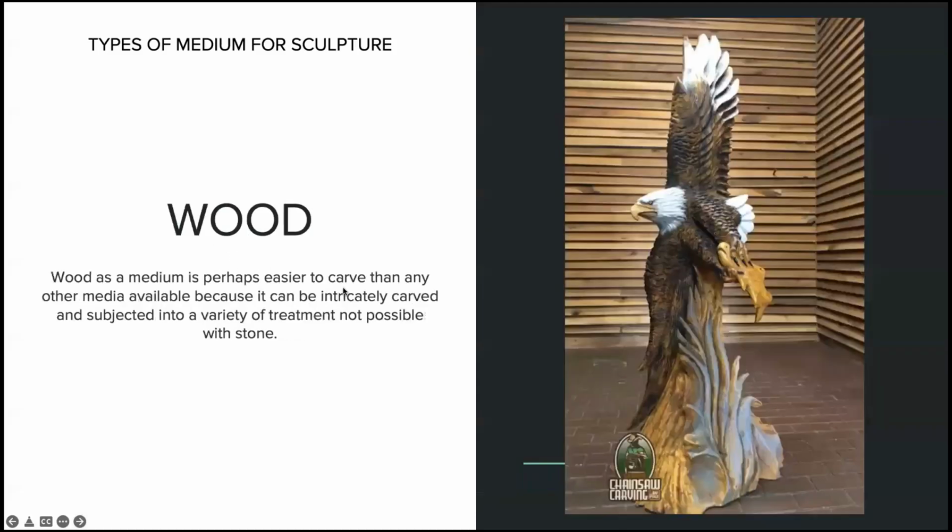Okay, so now the wood. Wood is another medium for sculpture. As a medium, it's perhaps easier to carve than any other media available because it can be intricately carved and subjected to a variety of treatments not possible with stone.